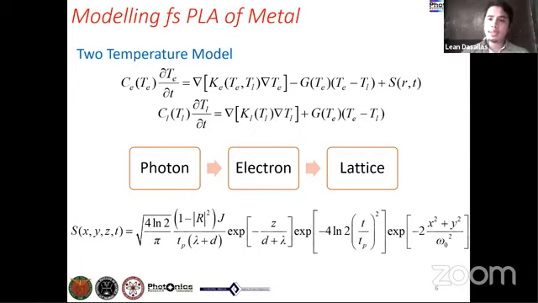The S in this equation is what we call the laser source term, and it is typically given by this equation. As you can see, it is a function of the reflectivity and the laser fluence, along with the material properties such as the ballistic length and the penetration depth.